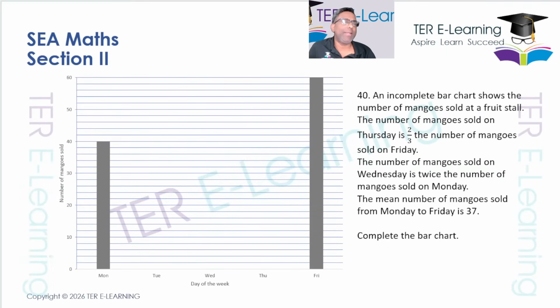So we have an incomplete bar graph, or bar chart. It shows the number of mangoes sold at a fruit stall. The number of mangoes sold on Thursday is 2/3 the number of mangoes sold on Friday. On Friday, we have a total of 60 mangoes sold.